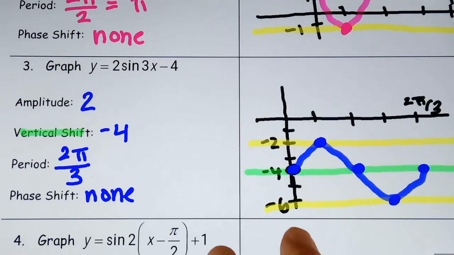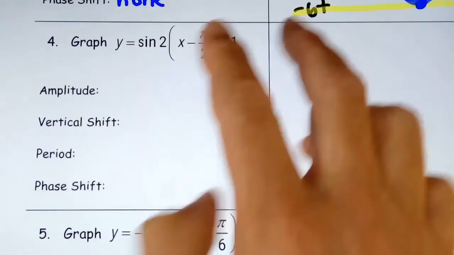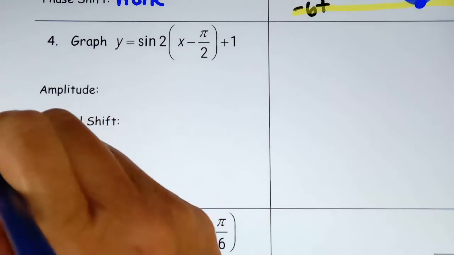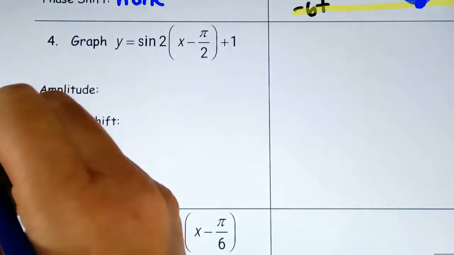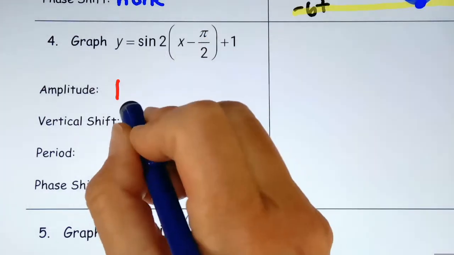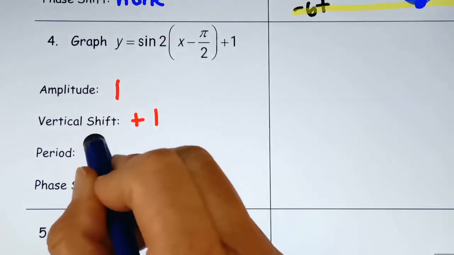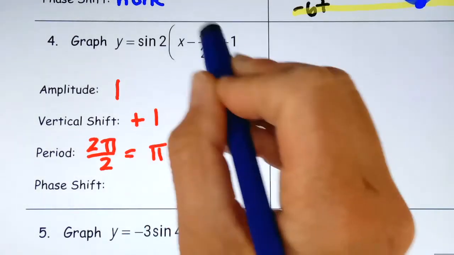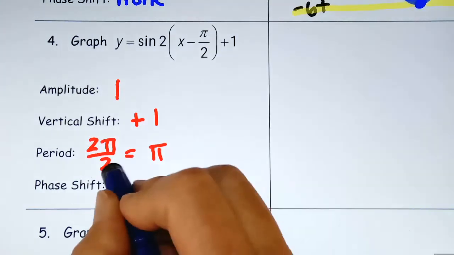Okay, so number 4. So on this one, my amplitude is 1. My vertical shift is 1 because of that +1. My period, I take that 2, so it's going to be 2 pi over 2, which is pi. So I'm going to go pi distance, but this time I do have a phase shift. I'm not starting on my y-axis. I'm starting at whatever makes this 0, which is pi halves.